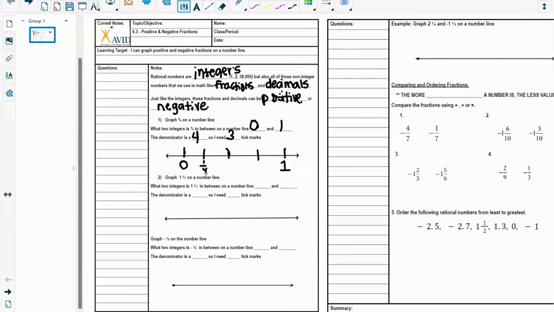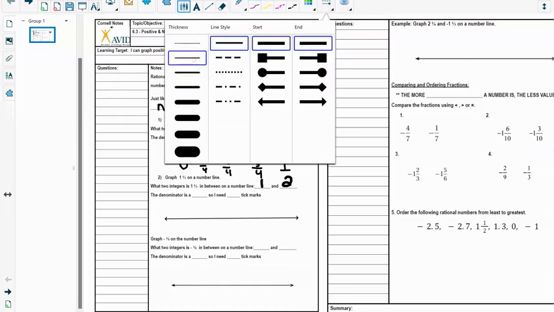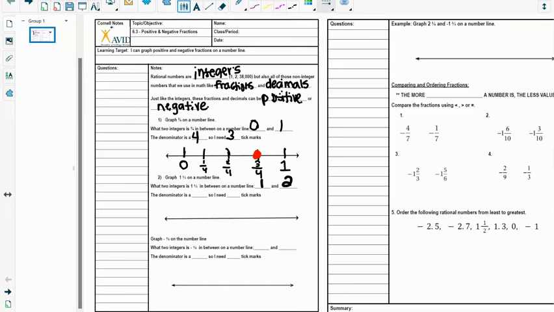Same idea with 1 and 1/3. We need to decide what two whole numbers 1 and 1/3 is in between. If you have 1 and 1/3 of a pizza, that's in between having 1 whole pizza and 2 whole pizzas. In this one, the denominator is a 3. So we're going to need to make 2 tick marks in between those whole numbers. 1 is our smaller whole number, so it goes on the left side. 2 is our larger whole number, so it goes on the right side.